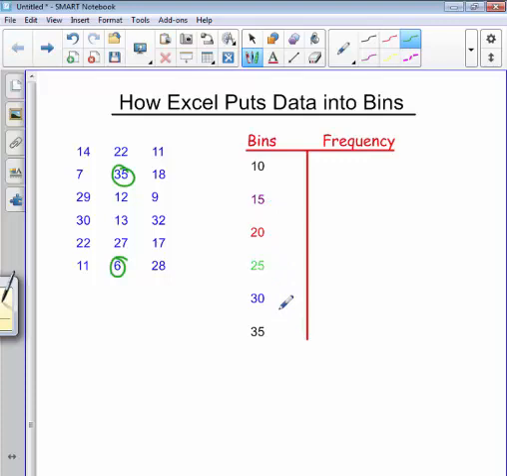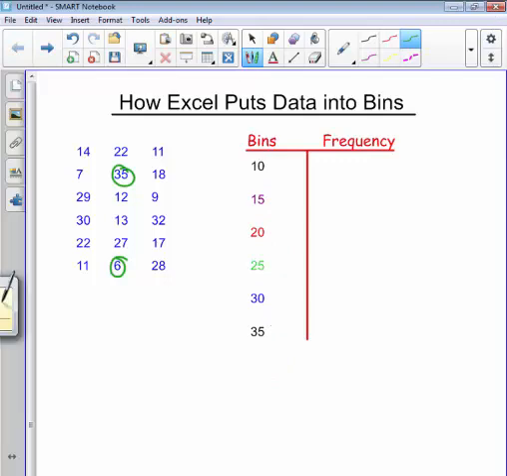You're going to really have to use your judgment on how big you want to make the increments. If I had incremented by 1, I would have had too many bins, but if I had incremented by 20, I would not have had enough. Now we're going to count how many data pieces fit into each bin.